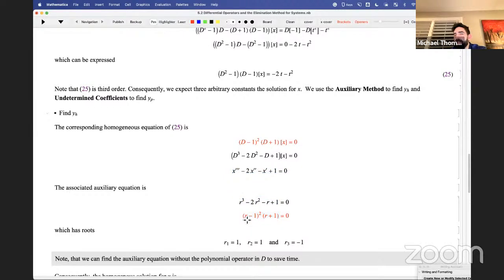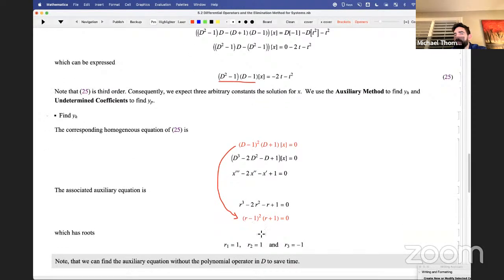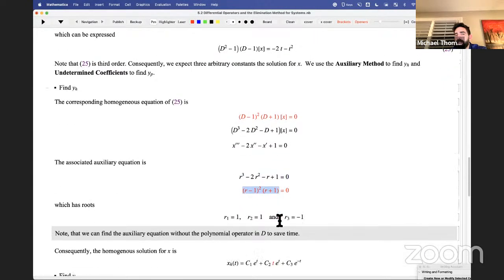But here's the thing. Why waste your time? It's the same thing. You're just replacing the D's with R's. Does that make sense? The auxiliary equation is baked inside right there. When you have it factored like this, that's why we factor everything, to prep us for using the auxiliary equation. All right, and this is pretty easy to solve. We've got a double root of 1, and then we have a negative 1. So we did one of these where we had 3 roots back in section 4.2, I think.